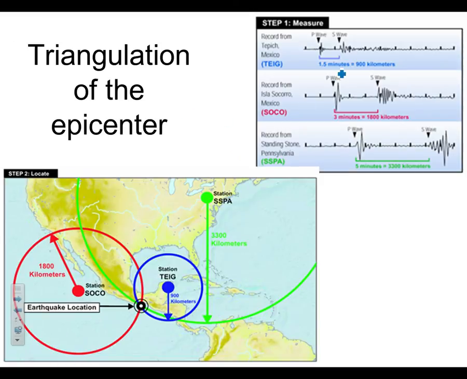If you only have one recording, there's an infinite number of possible places on that circle at the correct distance away. If you have 2 stations, there are 2 possible locations at the correct distance from those 2 stations. Once you get 3 stations, then there is only one place on Earth that's the correct distance from all 3 stations. So that's how you're going to find the epicenter of an earthquake. We're going to do a lab on that.